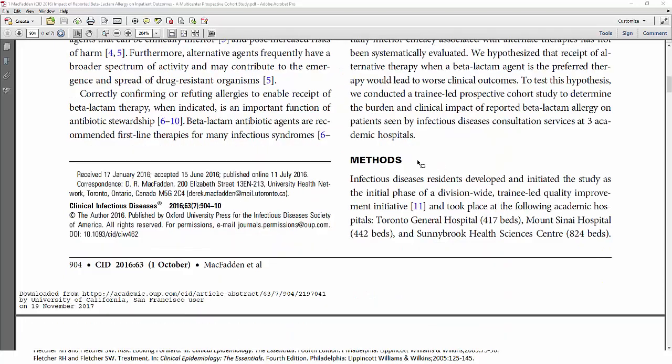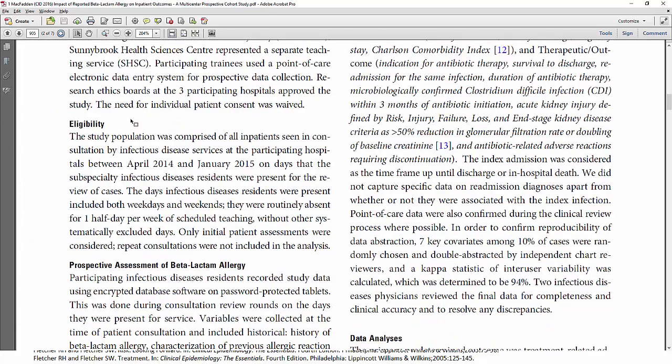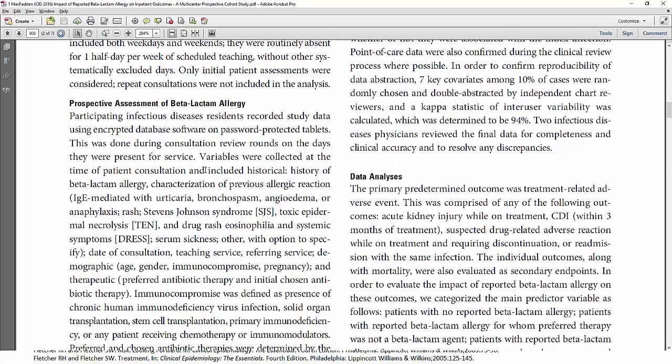So if you scroll down, usually in the studies you will see a methods section. If you read the methods section, obviously they have eligibility, so they tell you what kind of patients will be eligible to be in this study. And then they talk about how the data was collected.